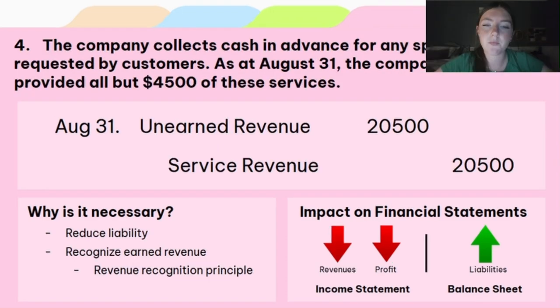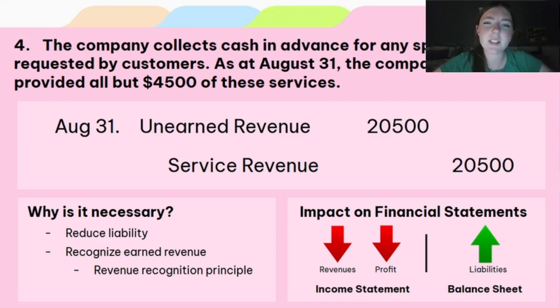For transaction number four, we're dealing with a prepayment. According to the adjusted trial balance, the company had $25,000 worth of unearned revenue, but according to the transaction, all but $4,500 of these services have been provided. So, an adjustment entry for unearned revenue is necessary at the end of a fiscal period to recognize the portion of revenue that a business has earned.